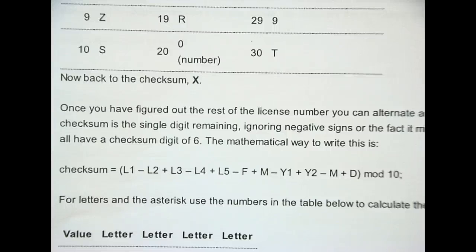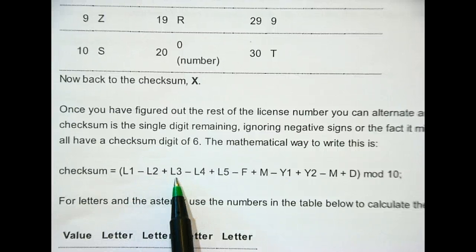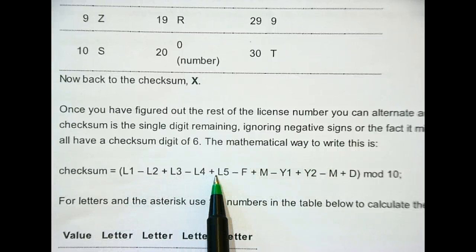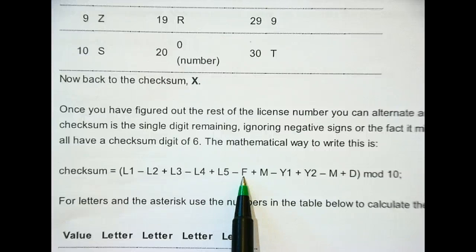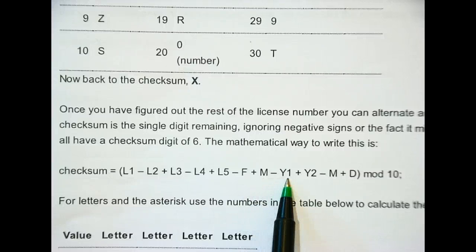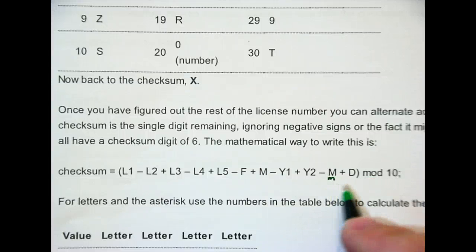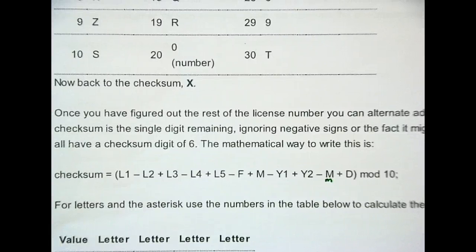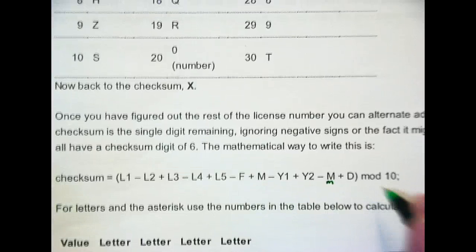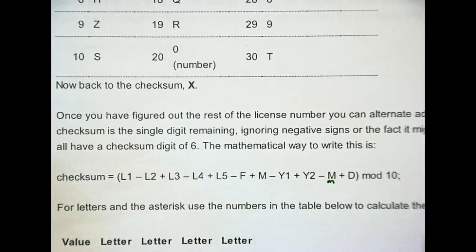Okay, so everyone write that formula down. L1 minus L2 plus L3 minus L4 plus L5 minus F plus M minus Y1 plus Y2 minus little m, this is the little m, the second m, plus D. Mod 10 just means that's the type of cipher they're using there. Okay. All right. That is our checksum.